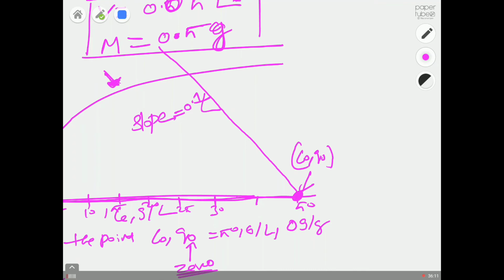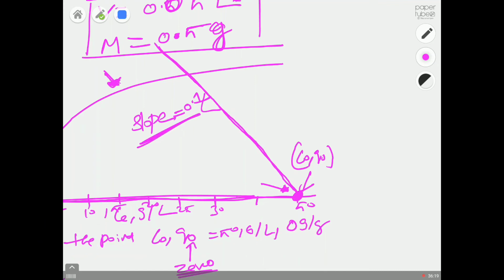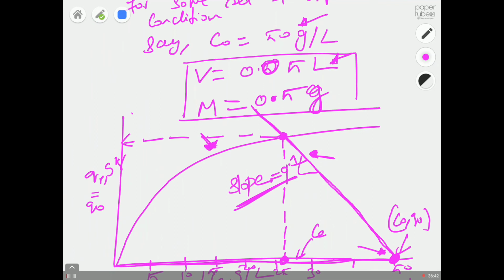So you start from this point, your C0 comma Q0 value, and draw a line whose slope is equal to minus 0.1, and wherever this line intersects your equilibrium curve, that will give you the corresponding CE value. So come down, this is your CE value, and if you go back to your y-axis, that will give your QE value. So this is the graphical method that you should use.